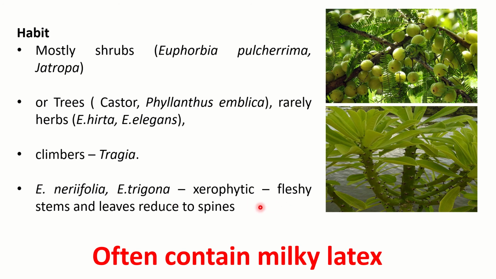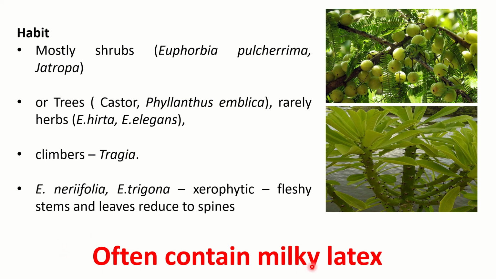They are characterized by having fleshy stems or succulent stems, and leaves are often reduced to spines. By now you all know that these two are very important features that are found in desert plants and plants growing in arid and semi-arid regions.